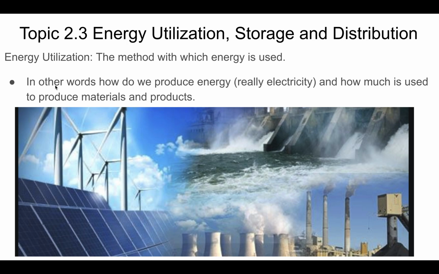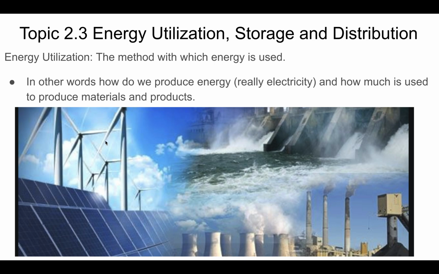In other words, how do we produce energy? Really, we're talking about electricity, how much is used to produce materials and products, okay? And then also the effects of this. So we're going to be talking about, for instance, the carbon footprint of products, and this goes with the whole idea of waste mitigation from the last section, in the sense that if you reduce and dematerialize some of the waste, then you're also going to reduce the pollution, especially carbon dioxide that's causing climate change.